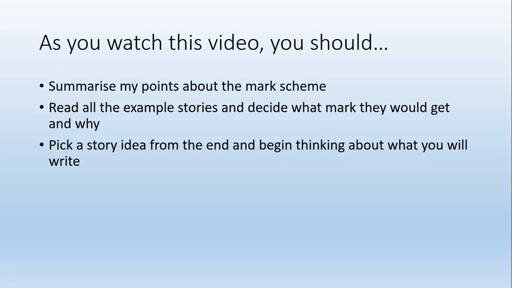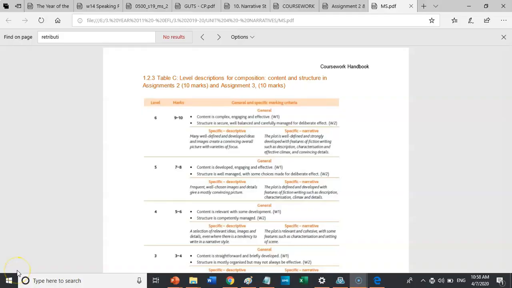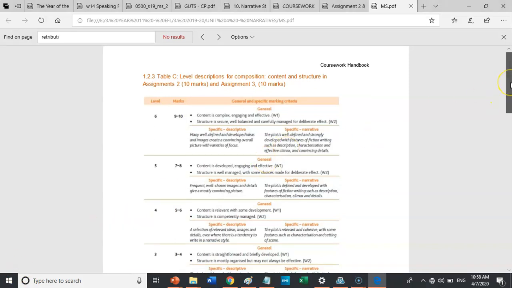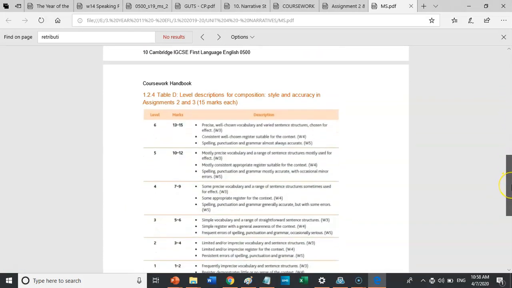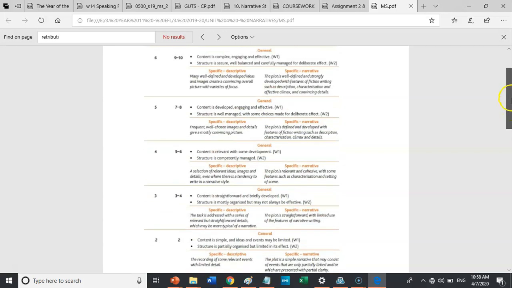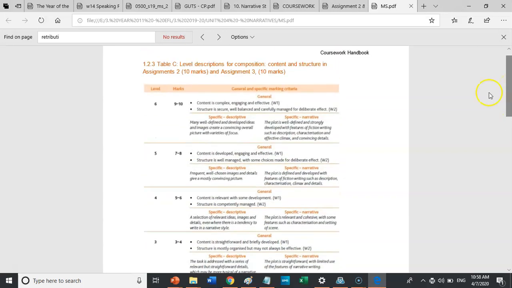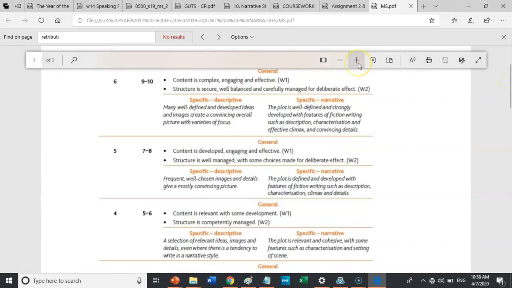So we're going to start off then by having a look at the mark scheme. I've given you a copy of this mark scheme already, but let's take a closer look at it. So you actually get 2 marks. You get 1 mark out of 10, which is for content and structure, and 1 mark out of 15, which is for style and accuracy. Let's take a look at content and structure first.